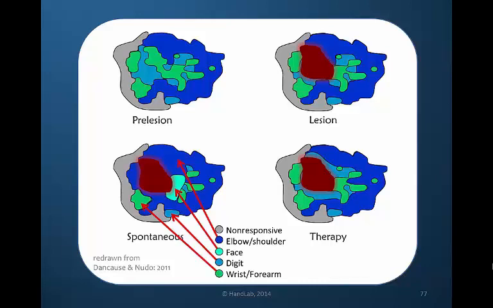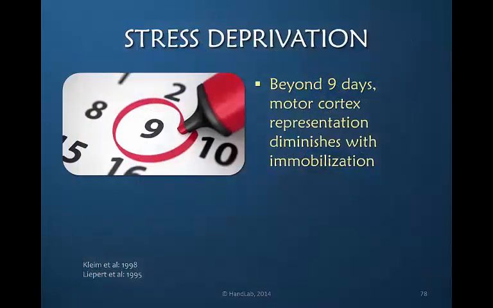If indeed we are able to influence this following a direct lesion to the brain, why do we not harness this ability in our therapy process with the chronically stiff hand? We know that it only takes 9 days for the motor cortex representation to diminish significantly when the hand is immobilized.